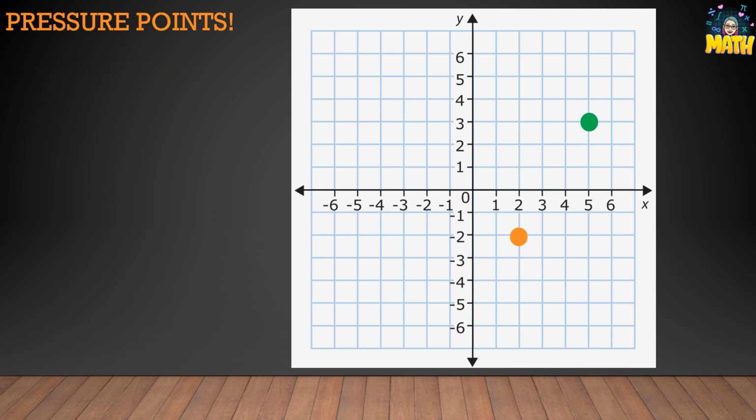Final thing to look at are some pressure points. The scale on this one is 1. So each of these boxes increases by 1.